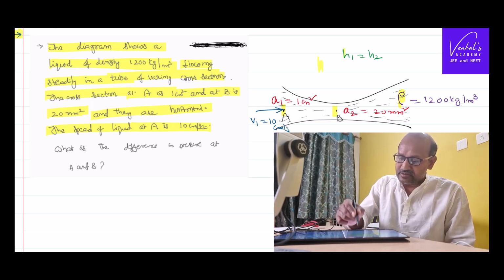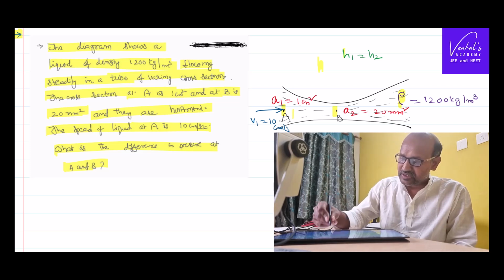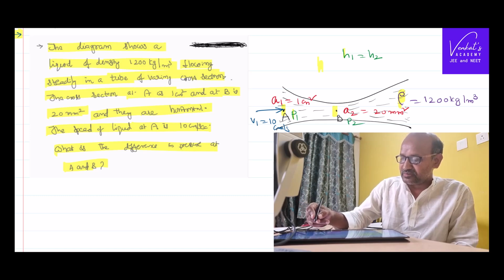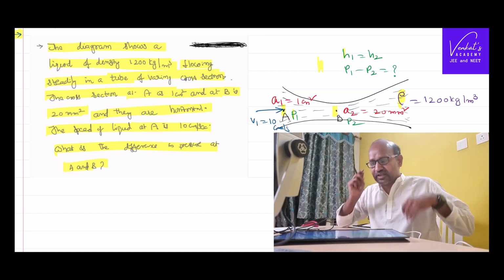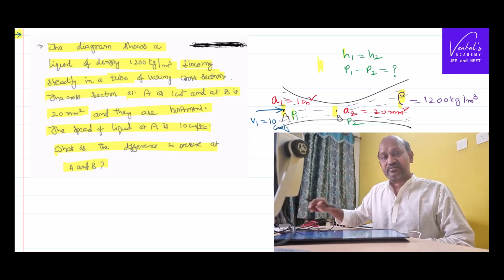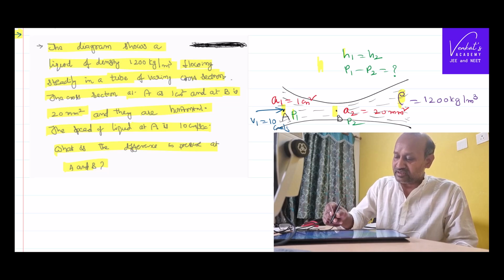What is the difference between the pressures at the points A and B? If you call the pressure at point A P1 and the pressure at point B P2, what he is asking is P1 minus P2, how much? That's what we understood of the problem. Let's try to analyze it. It's very clearly given that at this point velocity is 10 centimeter per second, but the velocity at the point B is not known.